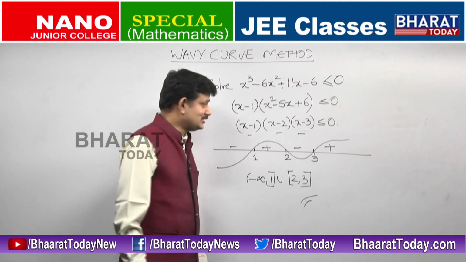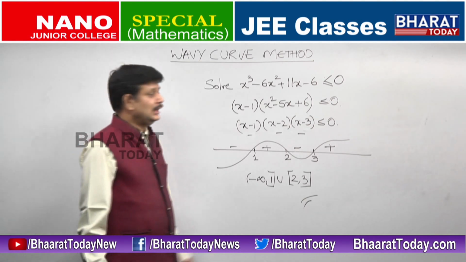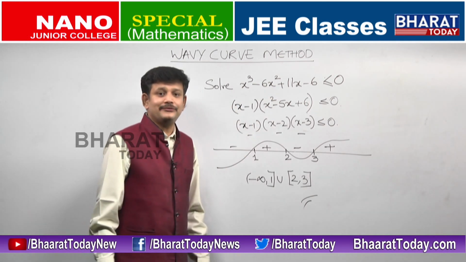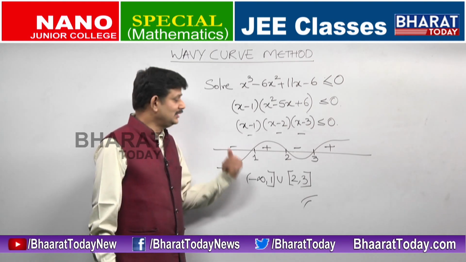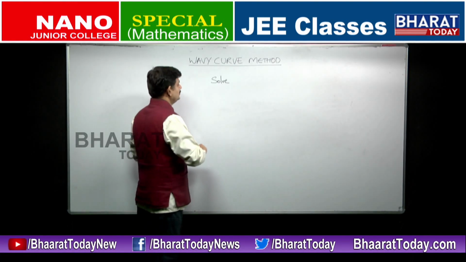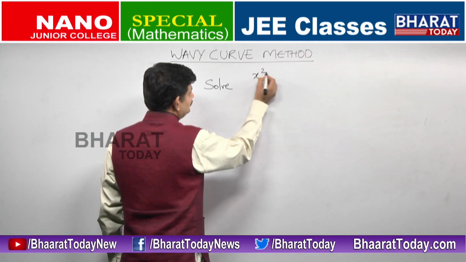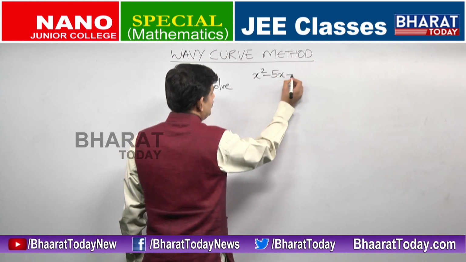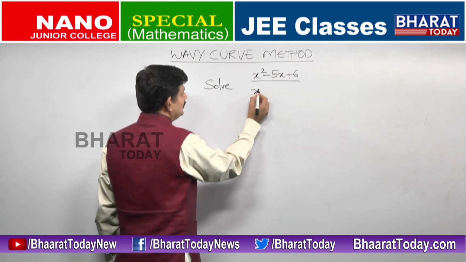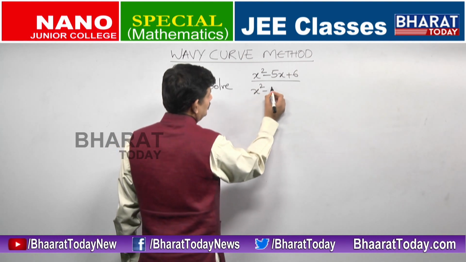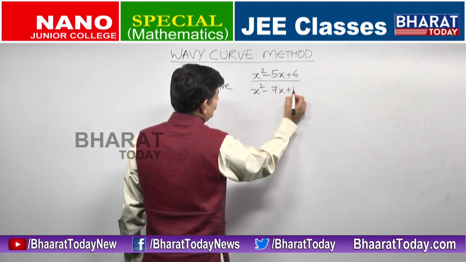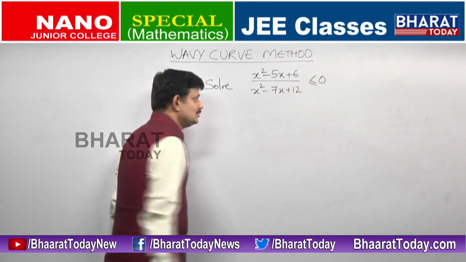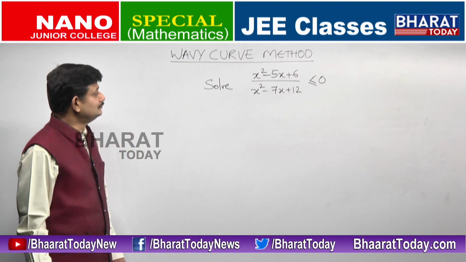Let me extend the same discussion to an inequality which will contain a ratio of two quadratics. You can see everything will be very easy from here. Next question, let us see: solve the rational inequality x square minus 5x plus 6 divided by x square minus 7x plus 12 less than or equal to 0.